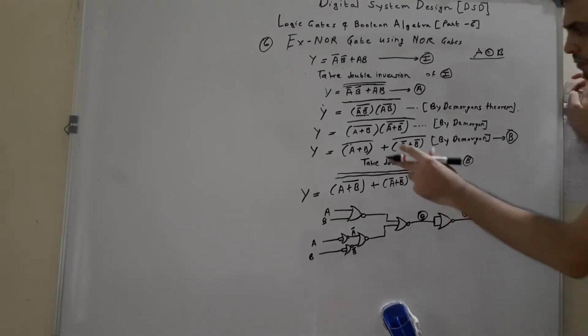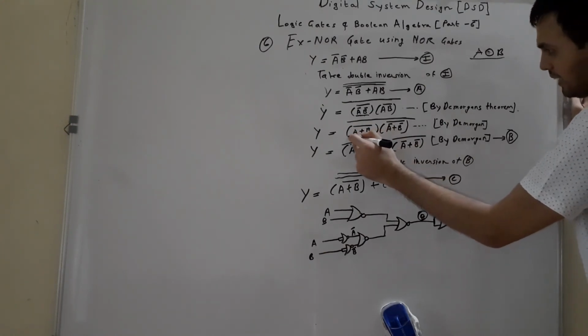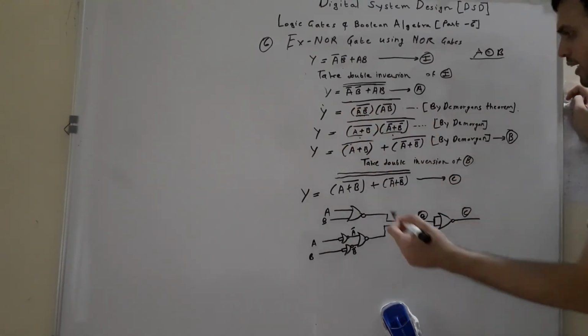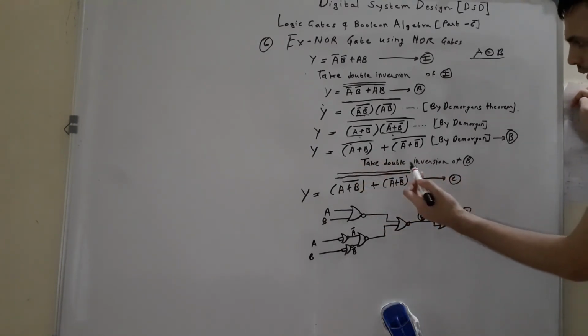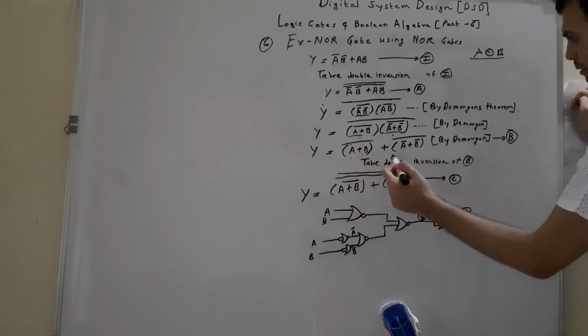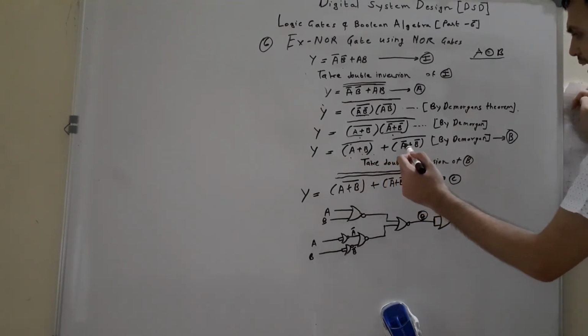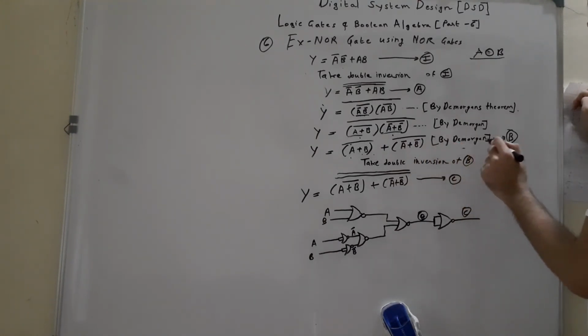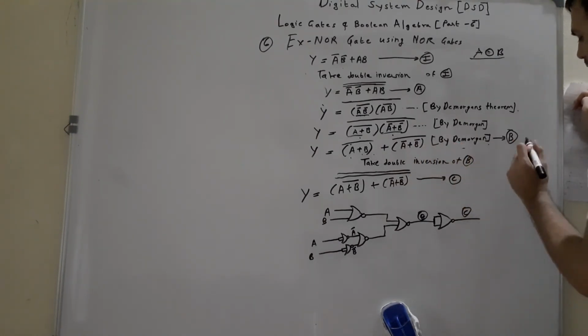So this is by De Morgan's theorem. Then this expression is like A dot B the whole complement. So again we apply De Morgan's theorem over here to get this particular expression: A plus B the whole complement plus, in bracket, A complement plus B complement whole complement. So this we obtain using De Morgan's law, and we have labeled it as B.